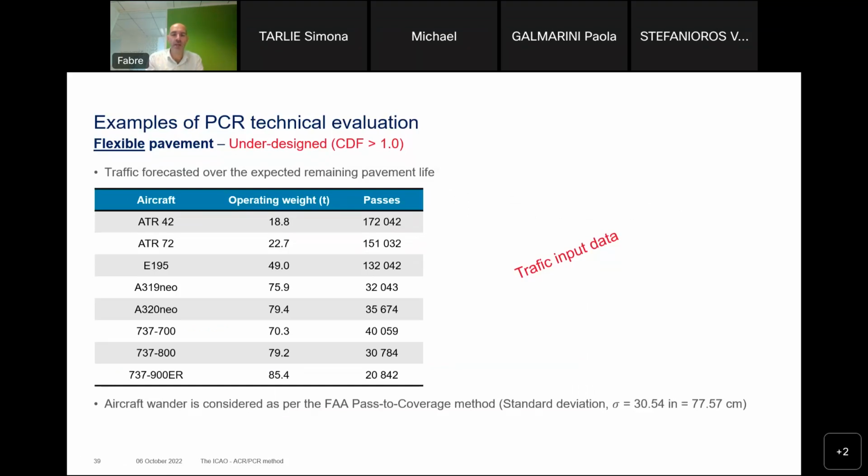And since we used the same damage parameters as for the pavement design, the aircraft wander is the one considered in the FAARFIELD software. So this is 77 centimeters for the standard deviation, while usually the deviation on the taxiways is less than this one. So by using this software, it will be a little bit less conservative because of the choice of the standard deviation. But if you have software which is able to adjust the standard deviation, you can do it.